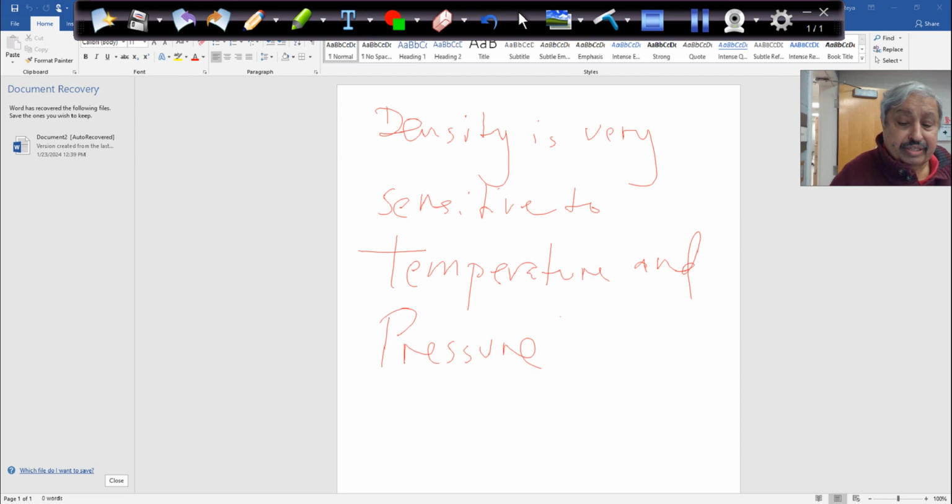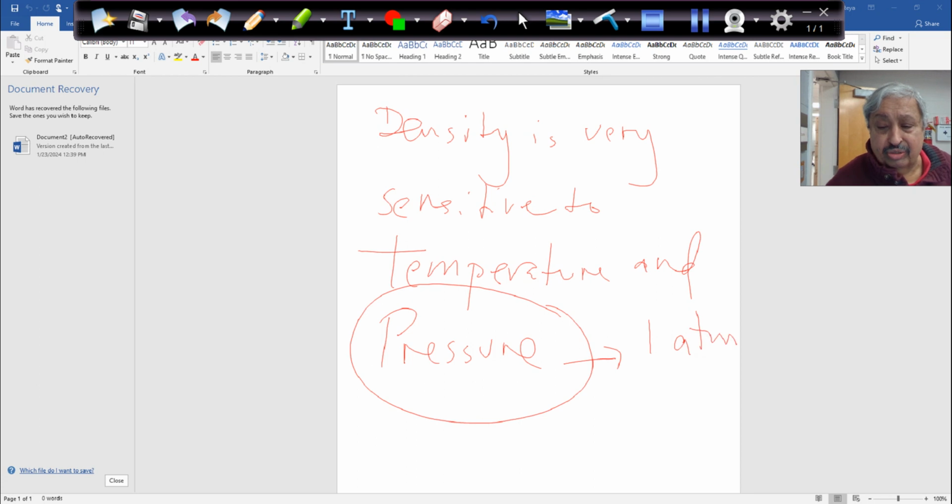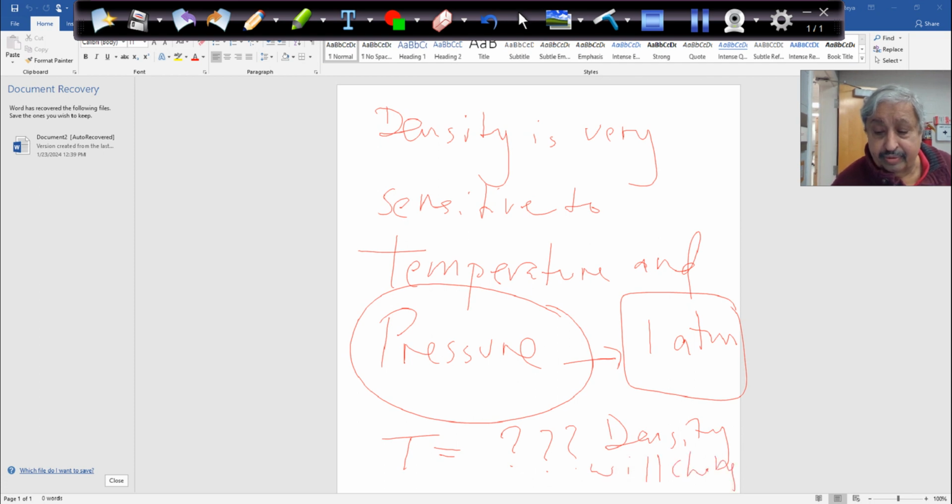But most of the time it's very hard to change the pressure, so we assume 1 atmospheric pressure is used all the time, but the temperature is always changing. We change the temperature, then the density will change. Okay, guys? This is just the first information about the density, mass over the volume. Then the dependence of the density on the temperature and the pressure, most of the time on the temperature, because the pressure is kept at 1 atm, at sea level. So the temperature is very, very sensitive.